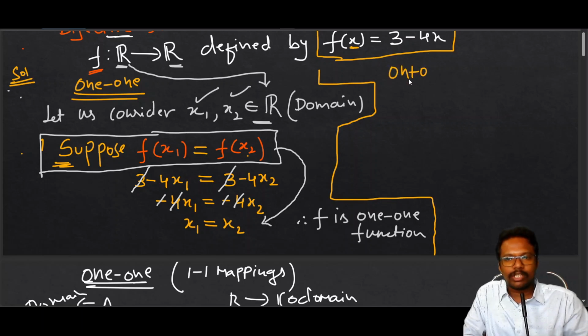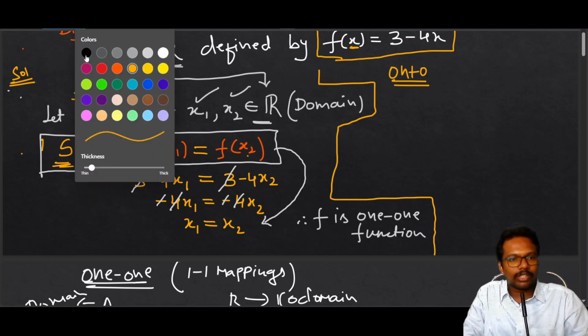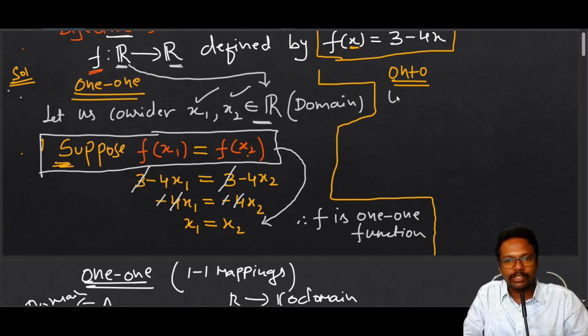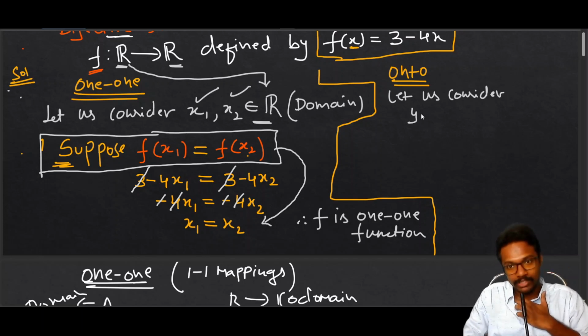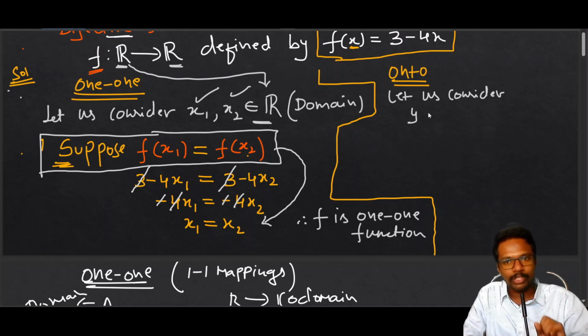Okay, onto. For onto, let us consider y. Let us consider y. So y means here which is in codomain. So y belongs to R. So this R is nothing but the codomain part.